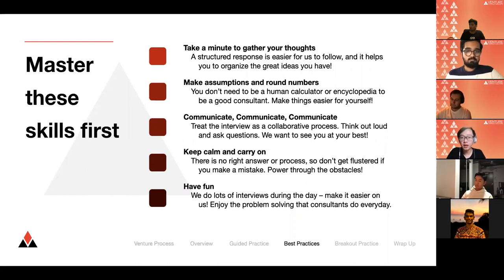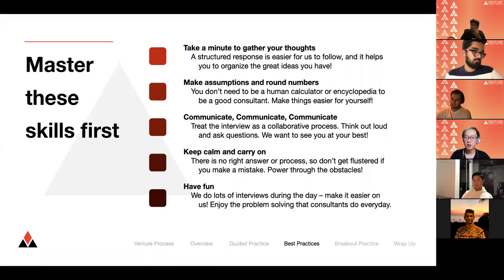Third is to communicate. The interview is a collaborative process. So think out loud and ask questions. We want to see you at your best. It is a collaborative process in the sense that we are trying to help you get through the entire case. We're not there to stump you. We're not there to test and stop you in your progress. If the interviewers know what you're thinking, then it's easier for them to step in and nudge you in the right direction if they feel that you are going slightly off course.